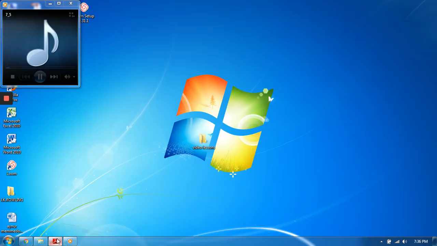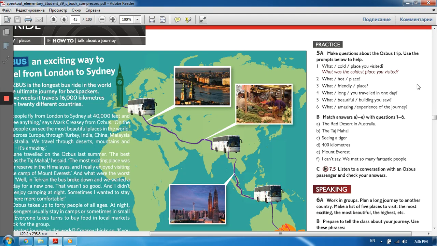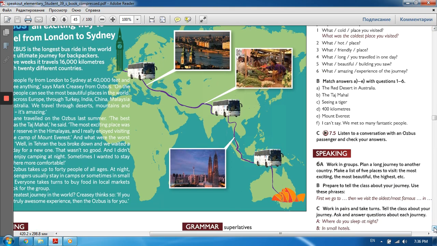Unit 7, Recording 5. So, Jeff, a few questions about the trip. What was the coldest place you visited? The coldest place was Mount Everest. We stayed at Everest Base Camp and the temperature was minus 30. Really? And what was the hottest place? Well, it was hot in Pakistan, but the Red Desert in Australia was hotter. Oh, was it? And what was the friendliest place? Oh, that's an impossible question. I can't say. We met so many fantastic people.